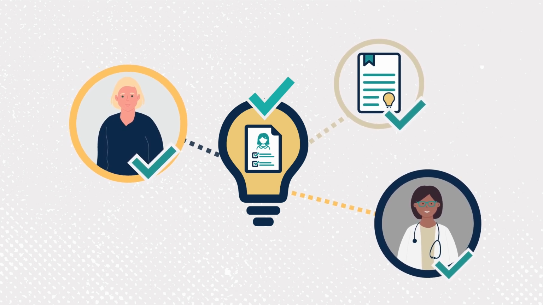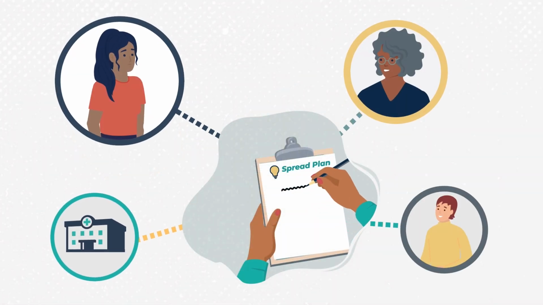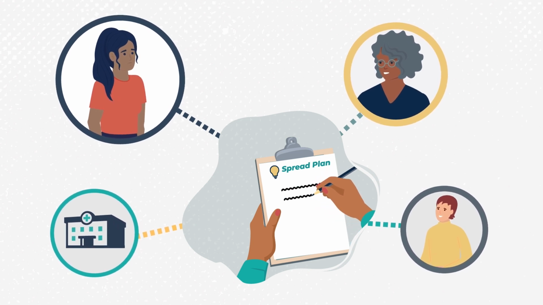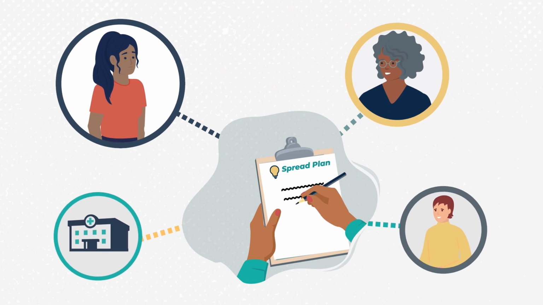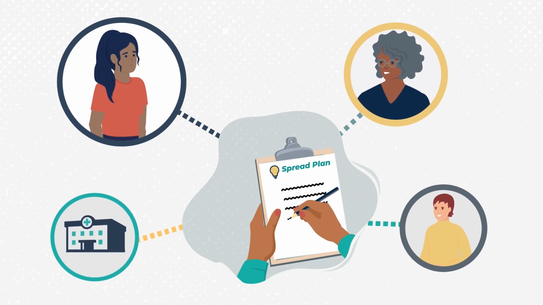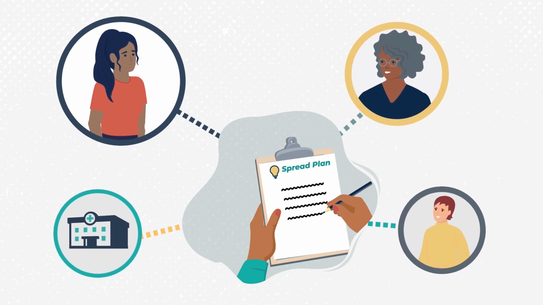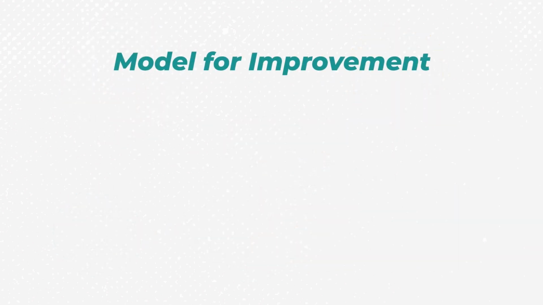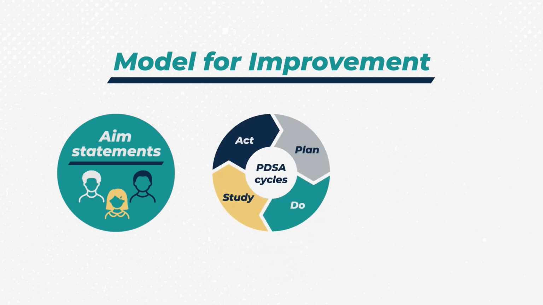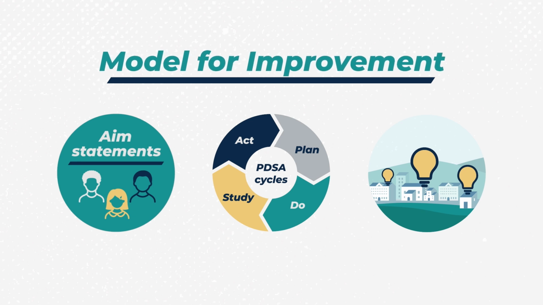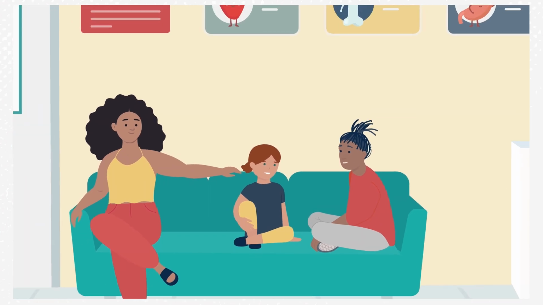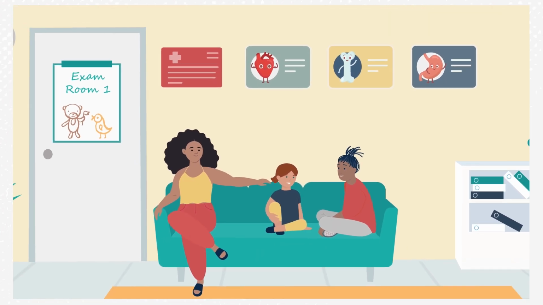After successful implementation, you're now ready to create a spread plan, a plan for expanding beyond the initial setting or population you tested into new settings or populations. As you expand, continue to collect data and monitor progress to make sure your change idea continues to have impact and the outcomes are sustained. What I've presented here, identifying an aim statement, developing and conducting PDSA cycles, and implementing and spreading change ideas, is called the model for improvement. It's one of the best ways to transform ideas into strong programs and policies for Medicaid and CHIP beneficiaries.